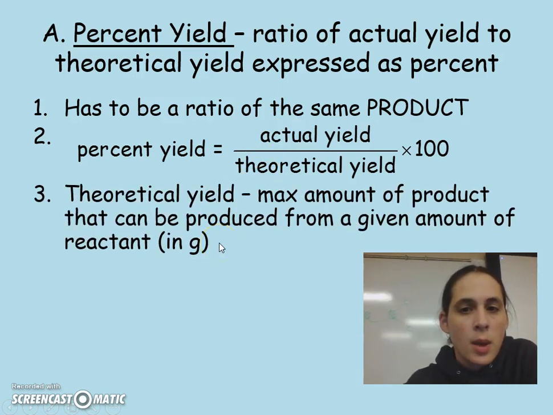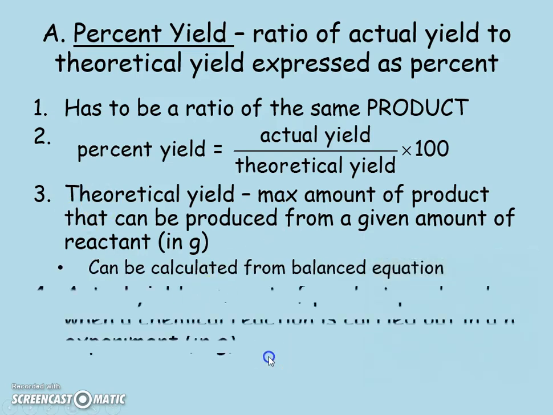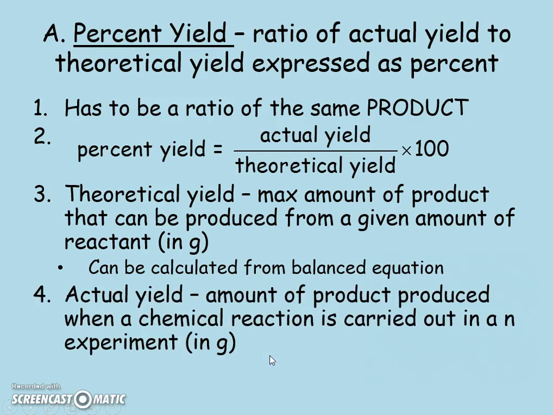The theoretical yield is the maximum amount of product that can be produced from a given amount of reactant. So theoretical yield will be determined using a balanced equation and using stoichiometry. So it can be calculated from a balanced reaction. The actual yield is the amount of product produced when a chemical reaction is carried out in an experiment. So what's happened in the lab?